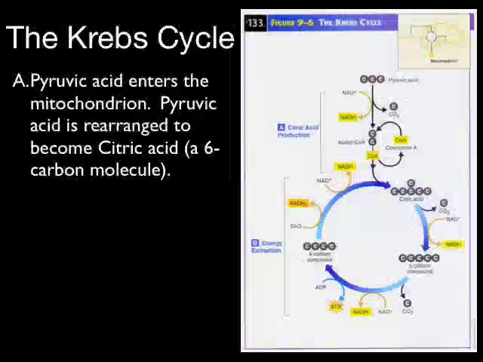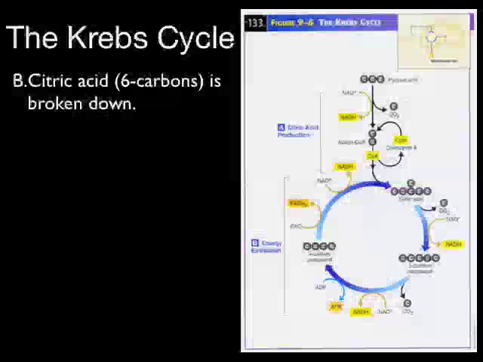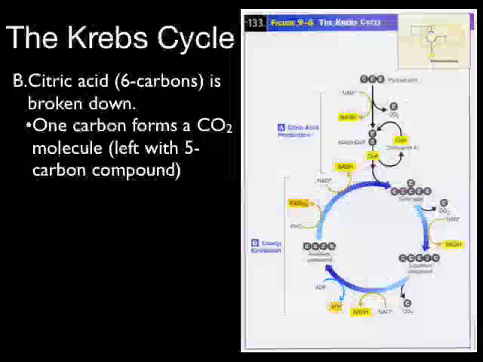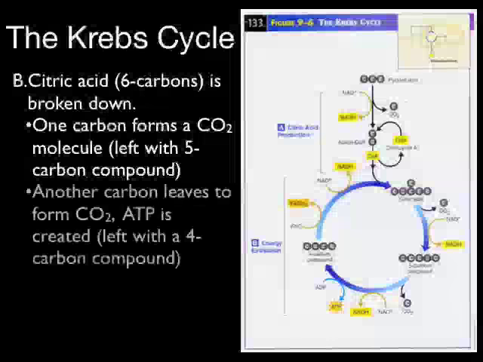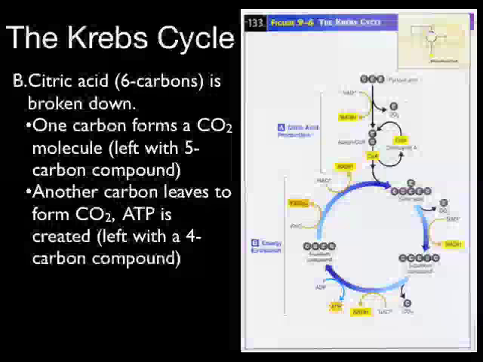Once the pyruvic acid has been converted and rearranged into citric acid, again a 6-carbon molecule, the citric acid can then be broken down. 1 carbon from the citric acid forms a carbon dioxide molecule. We are then left with a 5-carbon compound. From this 5-carbon compound, another carbon leaves to form more carbon dioxide. At the same time, ATP is created, and we are left with a 4-carbon compound that's recycled back to the beginning of the Krebs cycle to begin the process all over again.